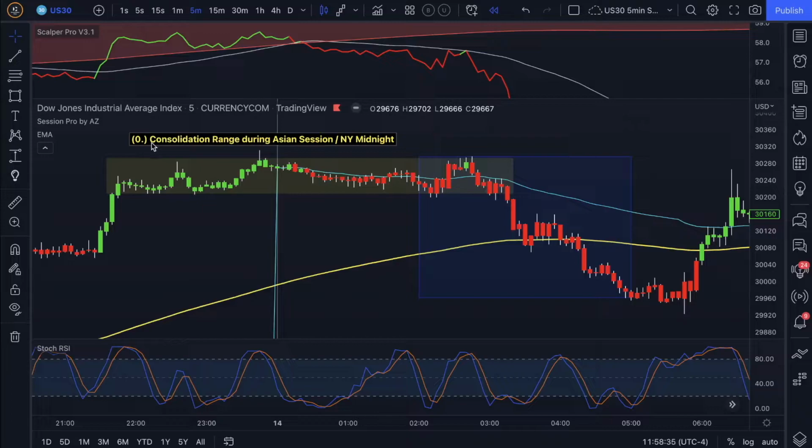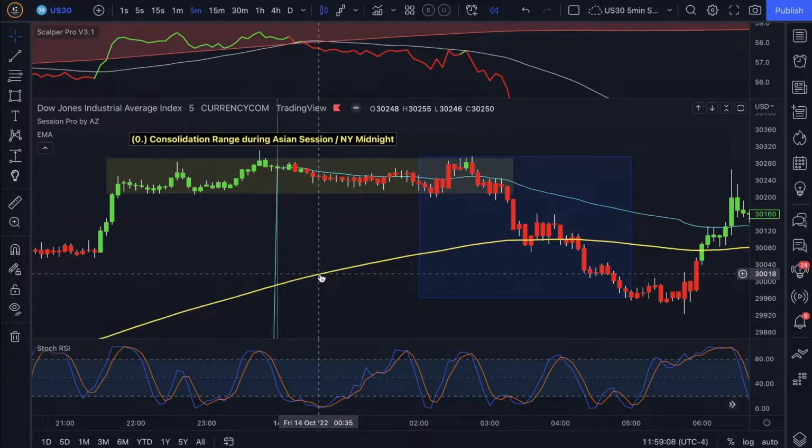So we see this consolidation range during the Asian session or the New York midnight. So we saw price consolidating here. Very small body candles means there's almost 0 to no volume in the market at all. So now we are also faced with the problem I have with the 200 or 144 EMA. It's nice to filter trades, but sometimes it's just moving too slow because it's an average of 144 or 200 or 50 candles.